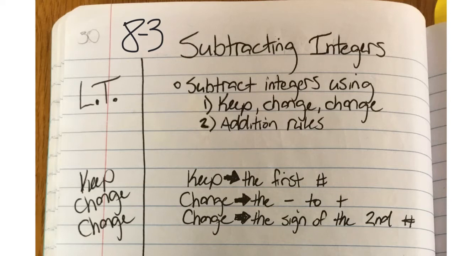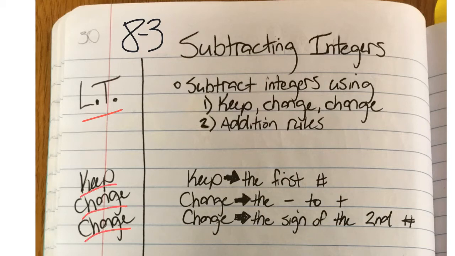So number your page, set up your Cornell notes, all that fun stuff. And we're going to start off with our learning target, which is we are going to subtract integers using keep, change, change, and then after that following the addition rules. So just a reminder of what the keep, change, change tells us to do.